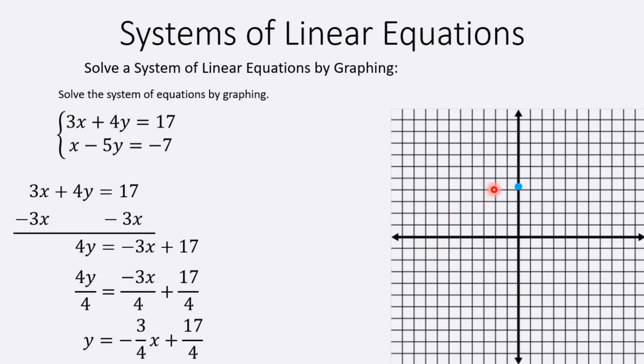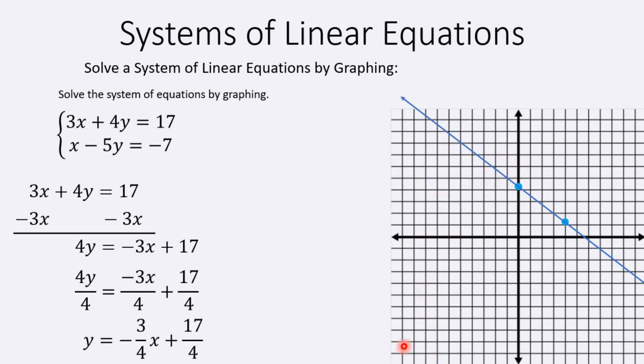So I'm going to rise -3, which means go down 1, 2, 3, and I'm going to run +4: 1, 2, 3, 4. So I'm going to have another point here. There's going to be another point. And then when I connect those dots, that's the line we're talking about. Okay, so that's the first line.